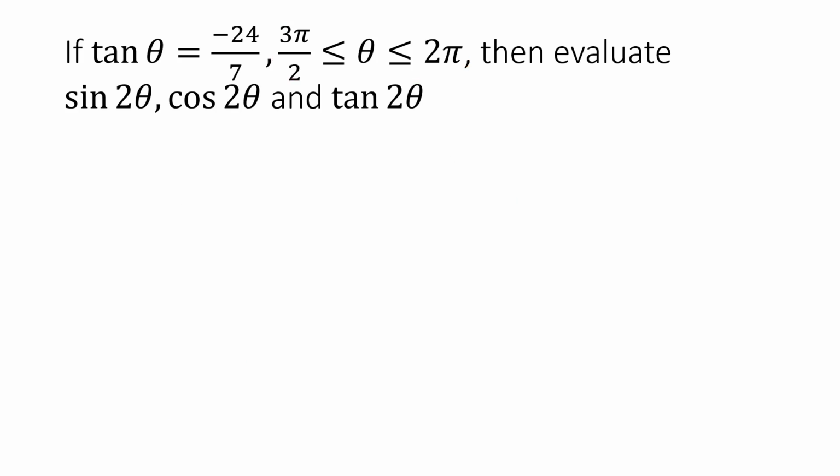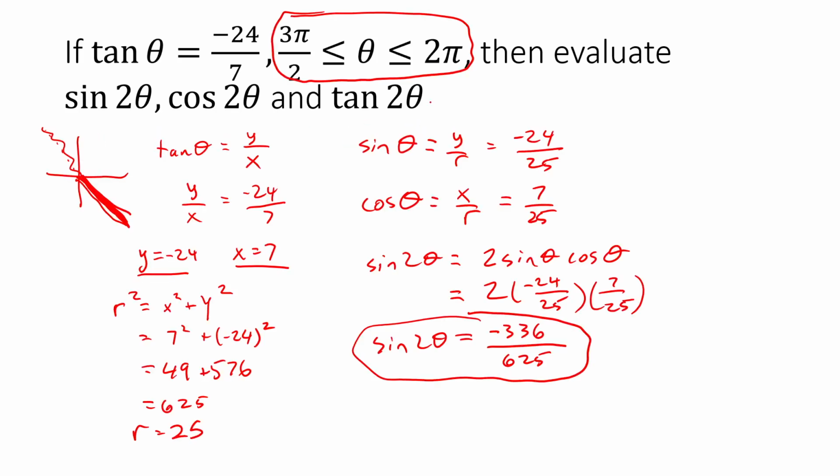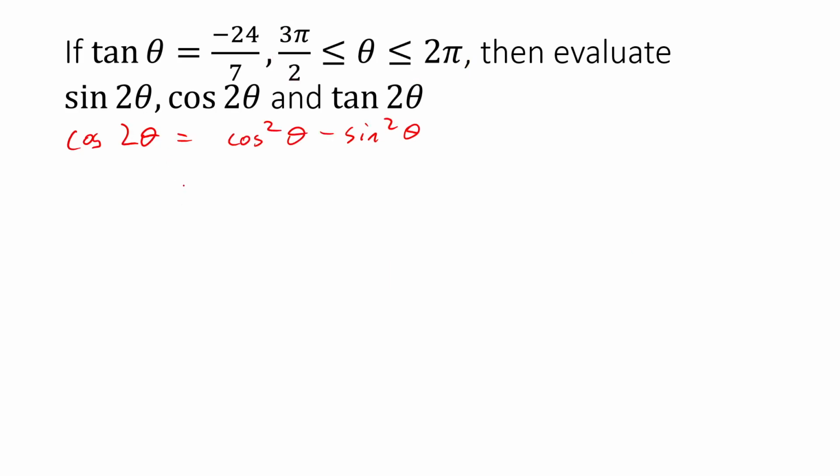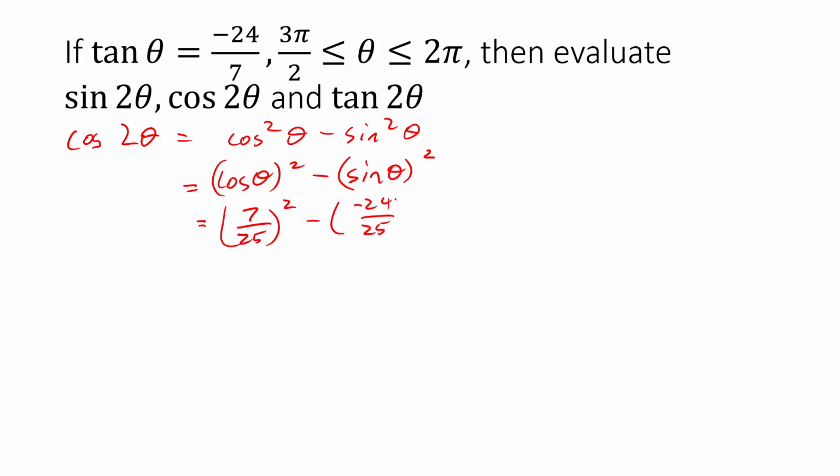Now, we also want to find out what the cos of 2 theta is equal to. Well, the cos of 2 theta is going to equal cos squared theta minus sine squared theta. On the previous slide, we found that the cos of theta is 7 over 25. So we can say that this is equal to cos theta quantity squared minus sine theta quantity squared, which will be, as we said a moment ago, 7 over 25 quantity squared minus negative 24 over 25 quantity squared.